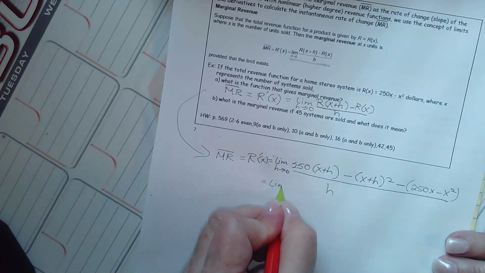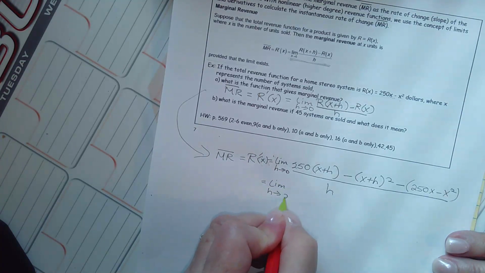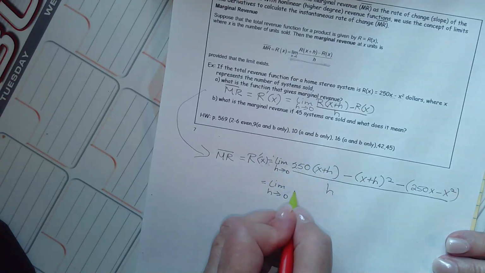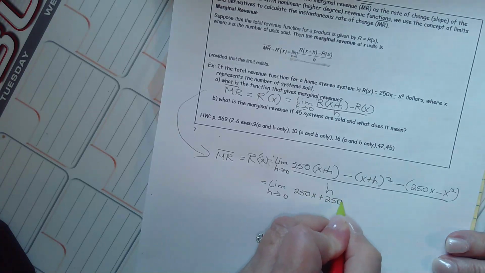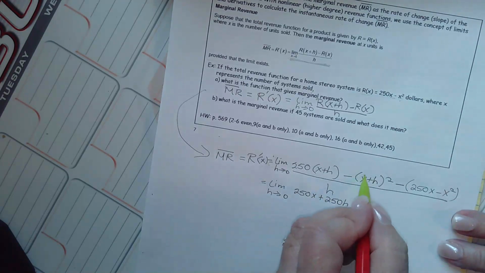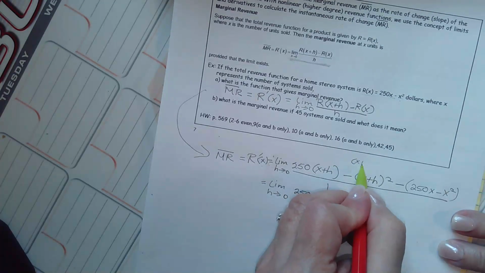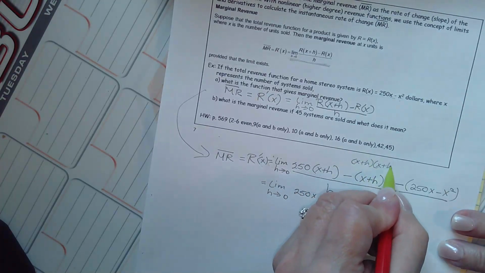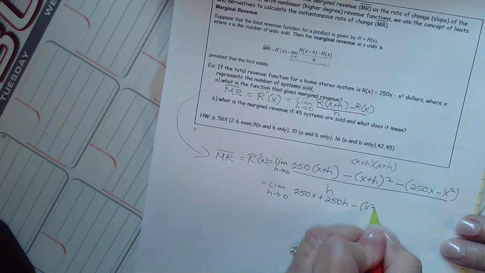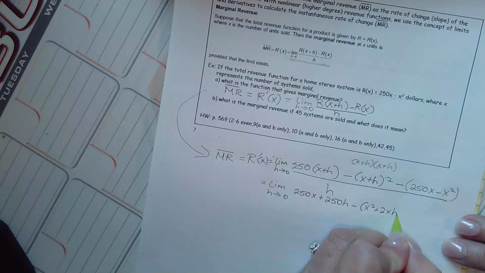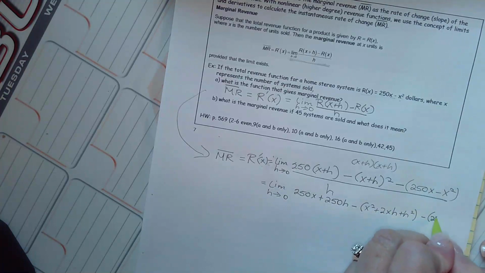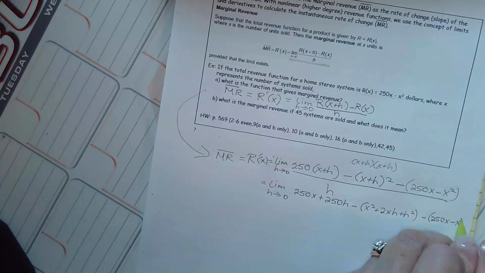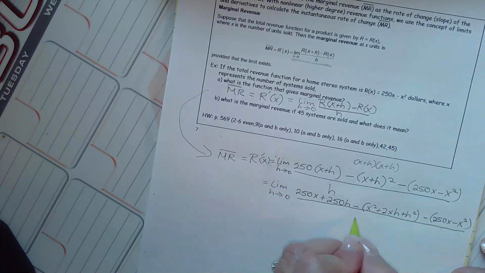All right, so let's clean her up. So that's the limit as h approaches 0. I'm going to distribute that in, so that's going to give me 250x plus 250h minus the quantity. All I'm going to do is square this. That's x plus h times x plus h. We've been doing that. So that's going to be x squared plus 2xh plus h squared minus the quantity 250x minus x squared all over h.